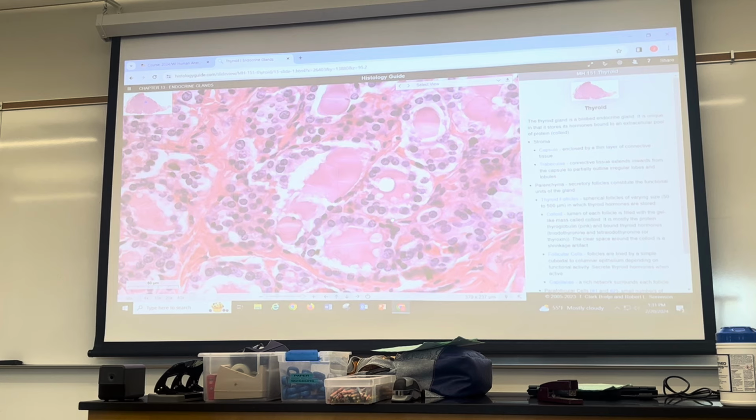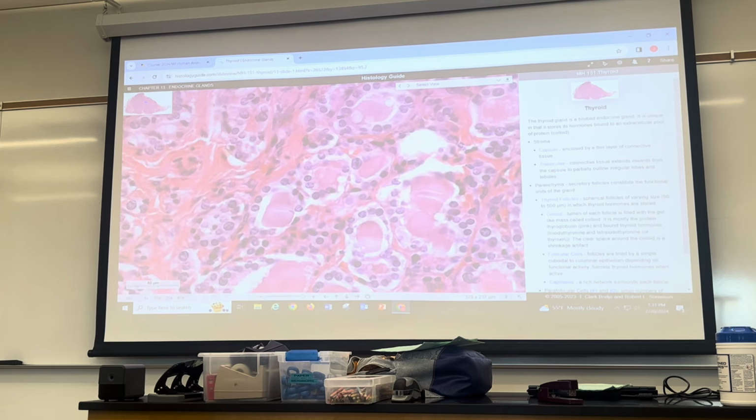So the follicular cells touch the colloid, and the ones that are between the follicles are the parafollicular cells. And the parafollicular cells make calcitonin. So C cells are just not a real thing in this gland. Okay, that's why I was getting confused. That might help you out a little bit.